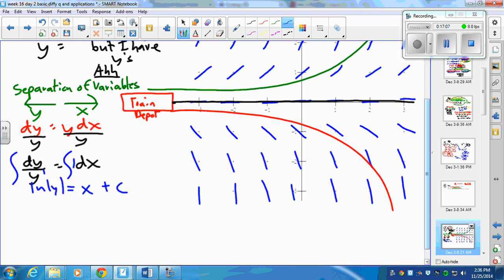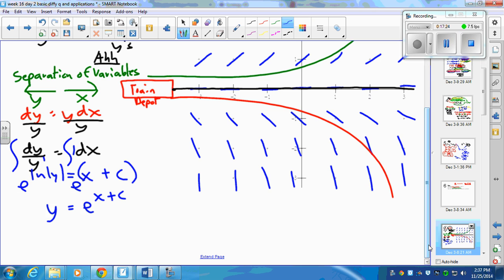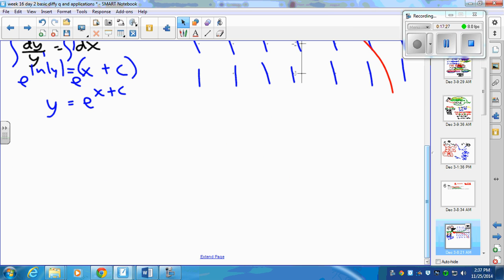If you want to get rid of the ln, you can e both sides. And e to the ln just gets you the y. And you're going to have e to the x plus c, e to all of that. Very important property that you might stare at for a moment and go, I don't get this, but you better get it throughout the rest of the course, is that it can be broken down into e to the x and e to the c.